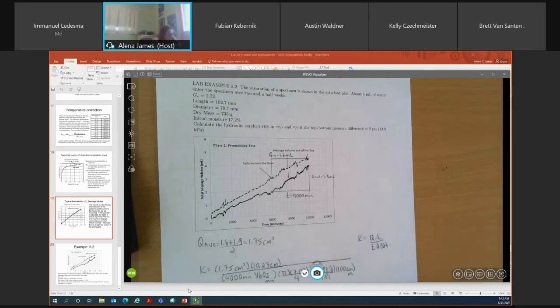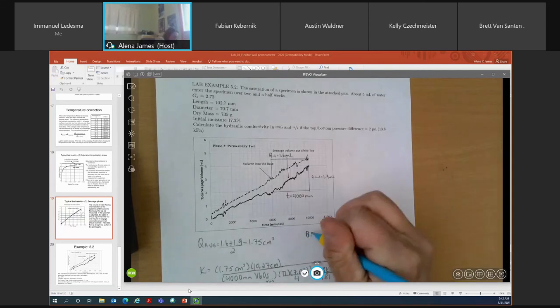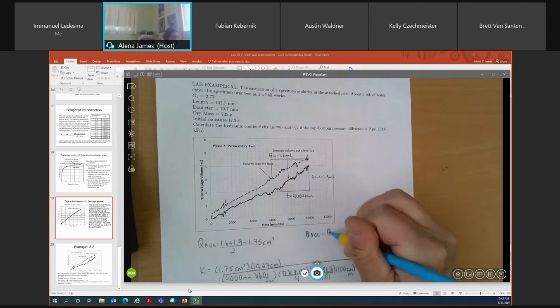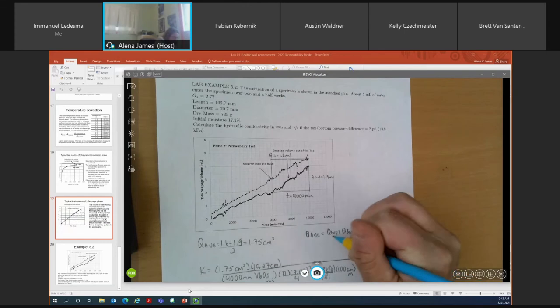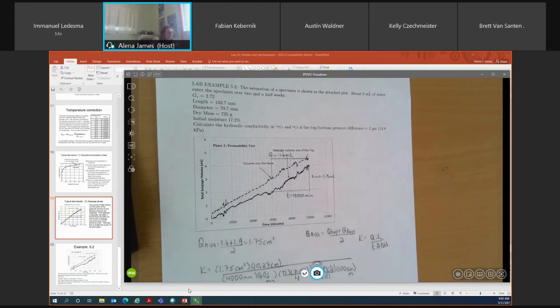So when we're trying to determine our volume of water into and out of the specimen, or determine what our Q value is, we take an average of our Q value. So our Q value average is equal to Q top plus Q base divided by 2. So I need to determine what my Q top is and what my Q base is.